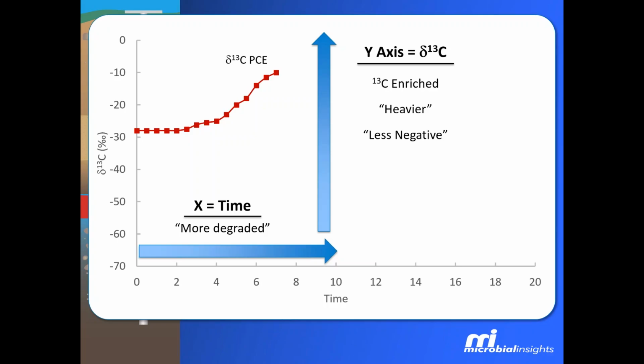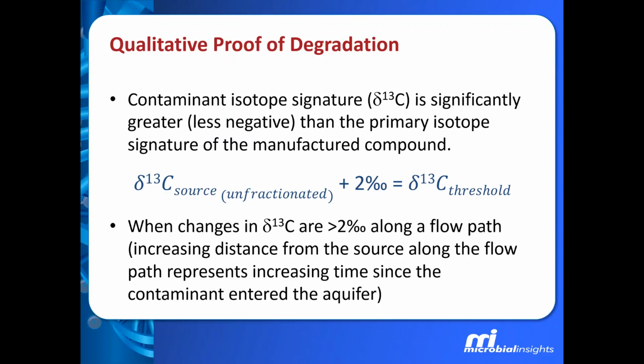But as degradation starts to take place, what happens to the del 13C value of the PCE? It starts to increase. So we say it is C13 enriched. We say that the del 13C value is less negative. We also might say things like the remaining PCE is getting heavier because the C13 content is increasing. So this effect can provide qualitative proof that biodegradation is taking place.